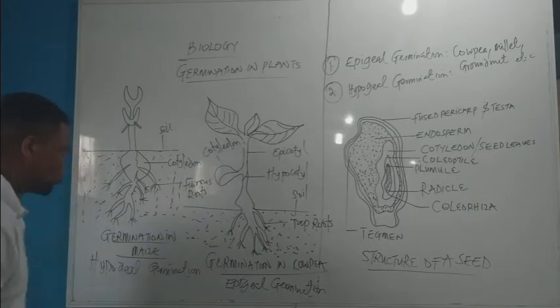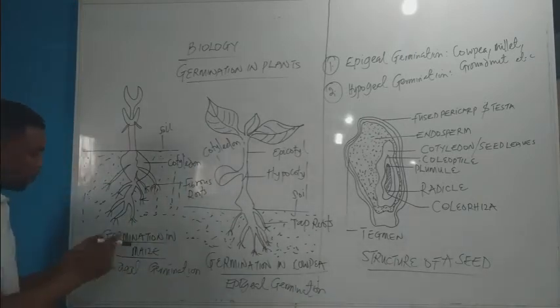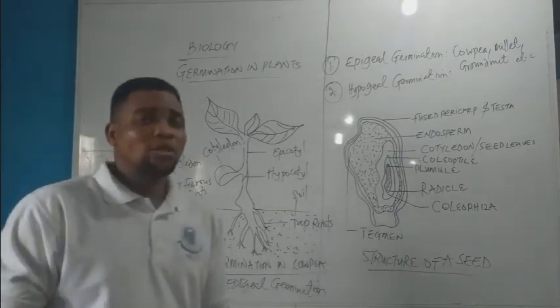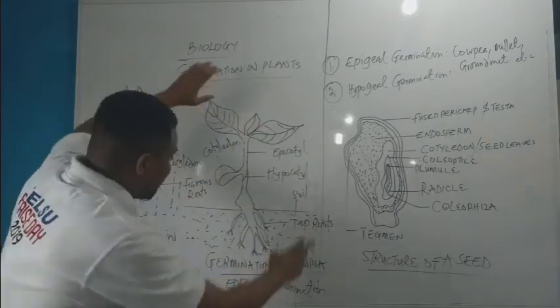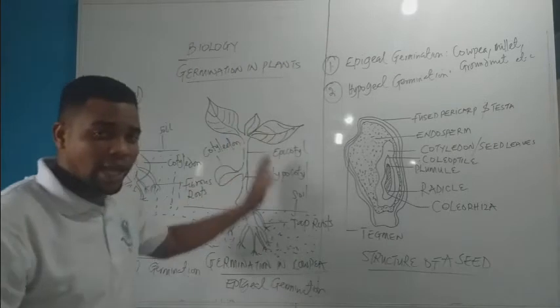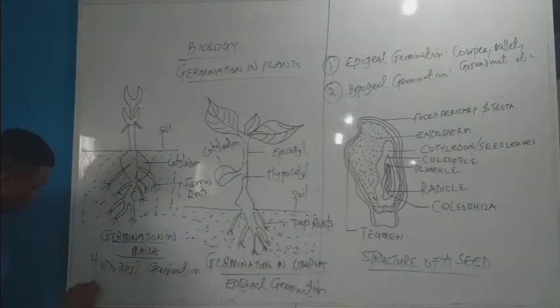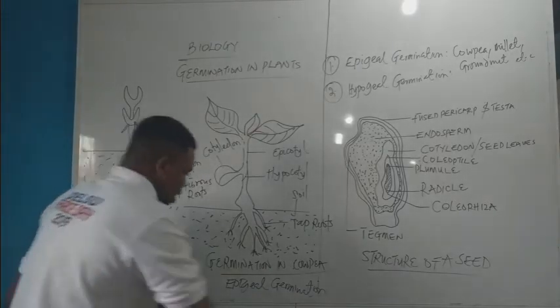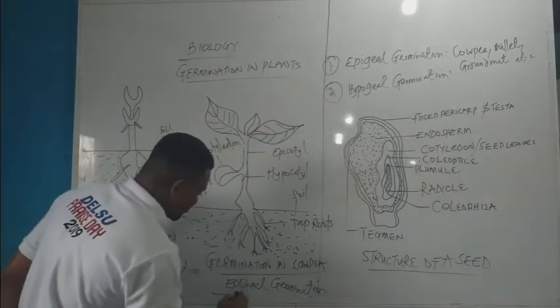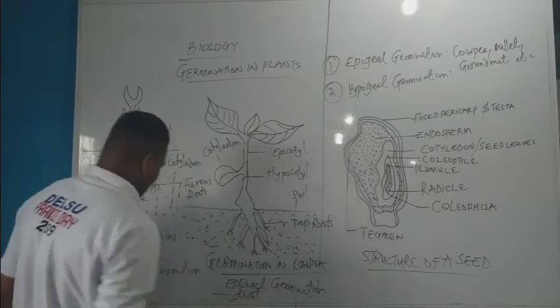Maize has a fibrous root, and hypogeal germination occurs most times in what? Monocots. Epigeal germination occurs in dicots. So all monocots exhibit hypogeal germination and all dicots exhibit epigeal germination. Do you understand now?